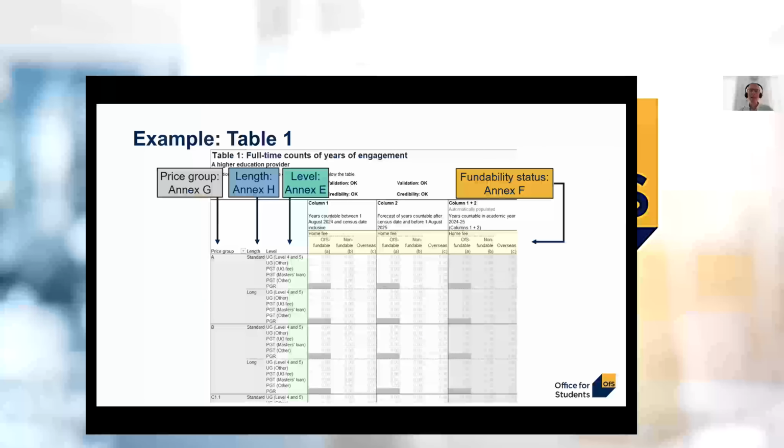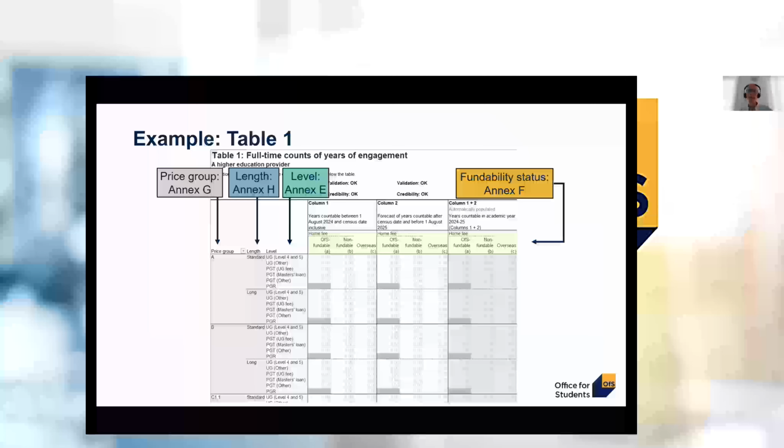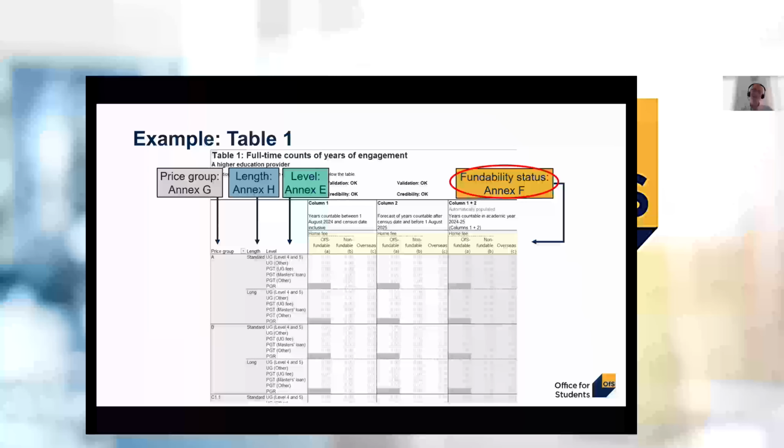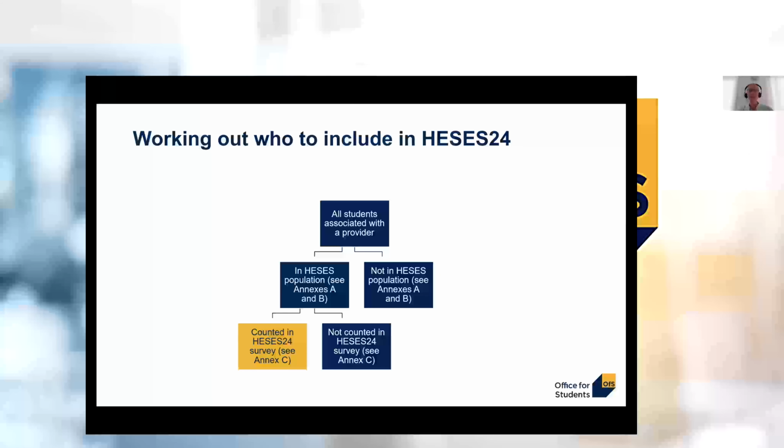So back to our example table 1 in the workbook, and let's look at the first item on that list, which is fundability status. Now, this is about separating out higher education activity at a provider that is fundable by the OFS from activity that isn't. And I'm showing this slide again so that we can keep track of where we are here.